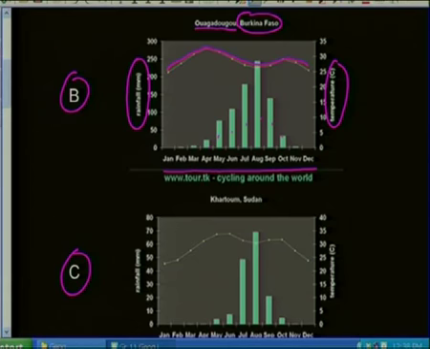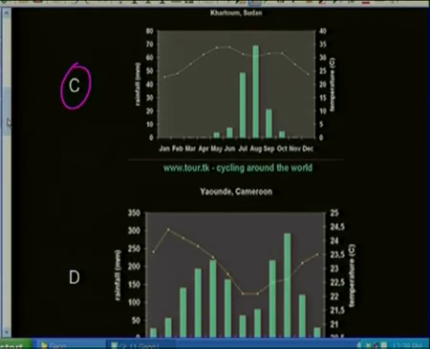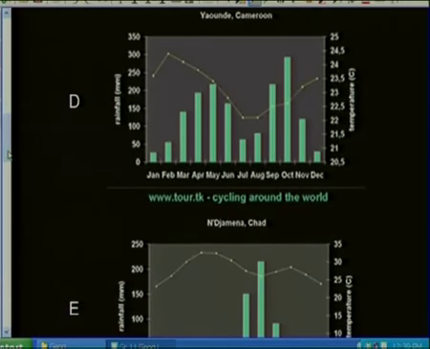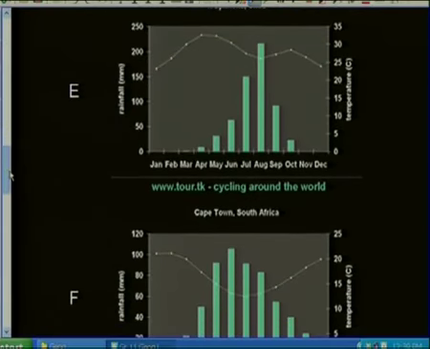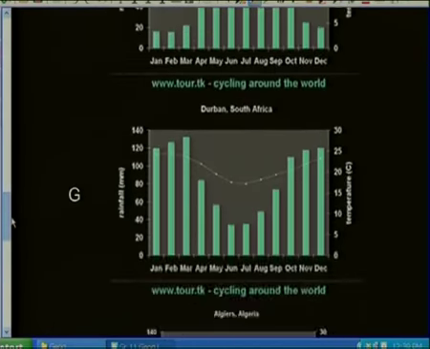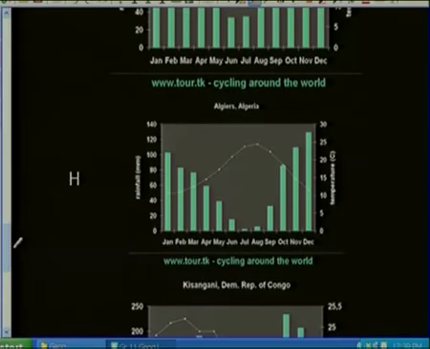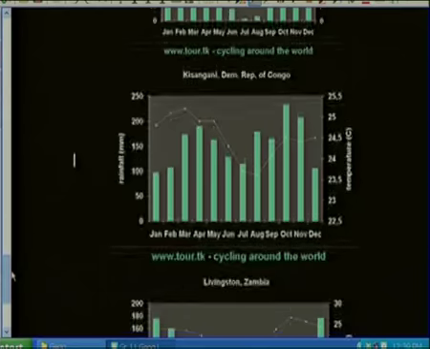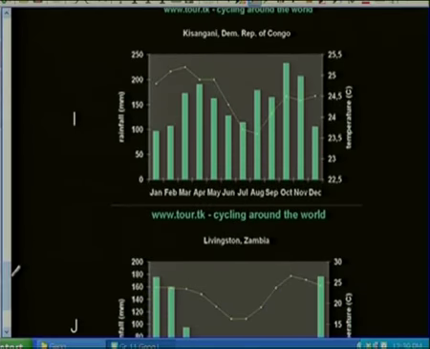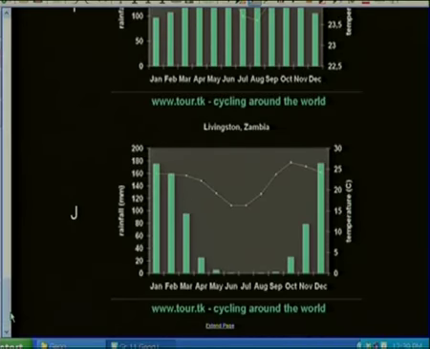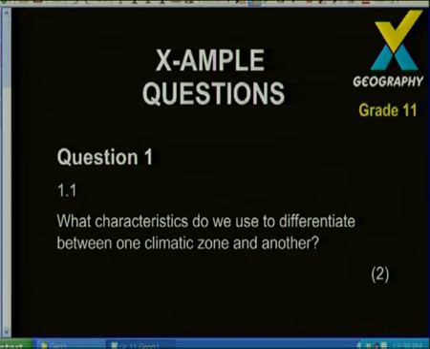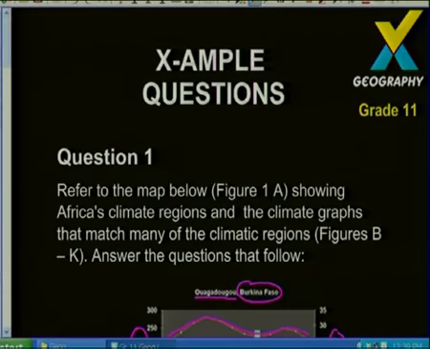Right, if we look at those very quickly, we've got Khartoum, Sudan as the second graph, graph C. We've got this place in Cameroon, graph D. Then Chad, graph E. South Africa, Cape Town, F. And Durban, G. And then Algiers in Algeria is H. And we've got Kisangani in the Democratic Republic of Congo as I. J is Livingstone in Zambia. And I think we've still got one more. No, that's it. That's the graphs from B to J.